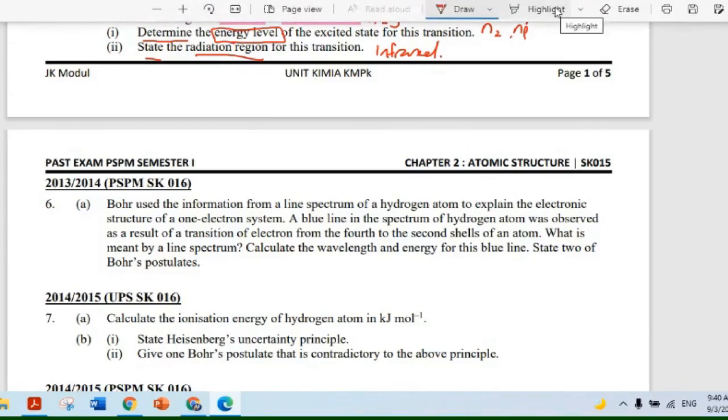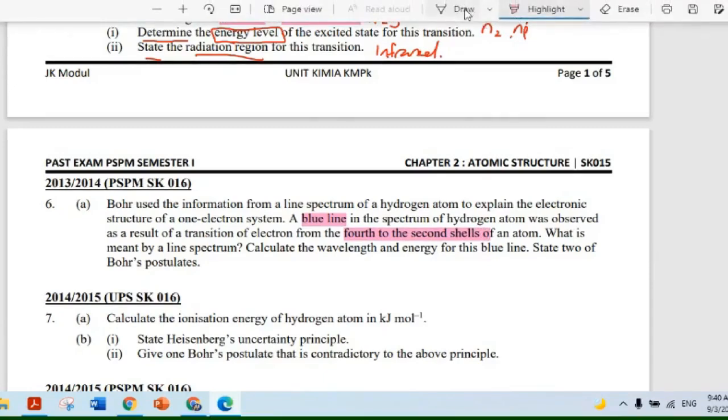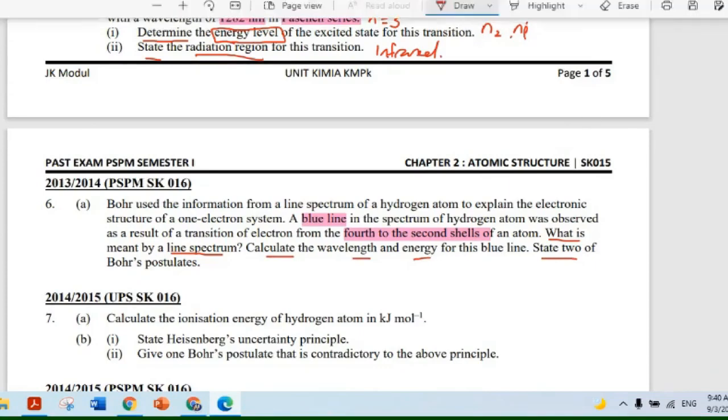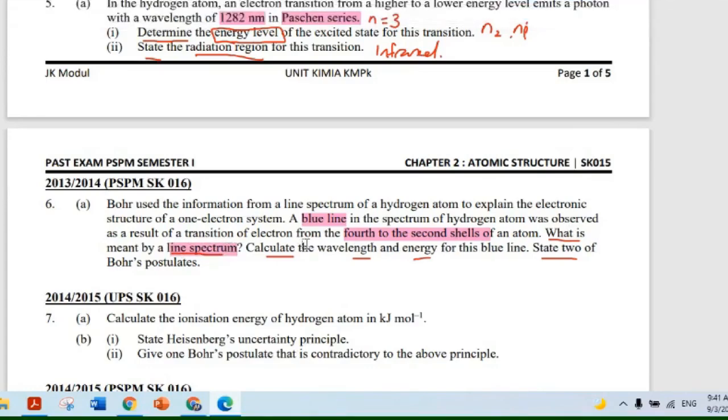Explain electronic structure of one electron system, and then a blue line in the spectrum of hydrogen atom. Transition from fourth to second shell, and what is meant by line spectrum, calculate wavelength and energy for this blue line, and state 2 Bohr postulates. So total there are how many questions for this question? 3. 3. Okay, first you have to explain what is line spectrum. Okay, based on here, actually you know this question is from which series?